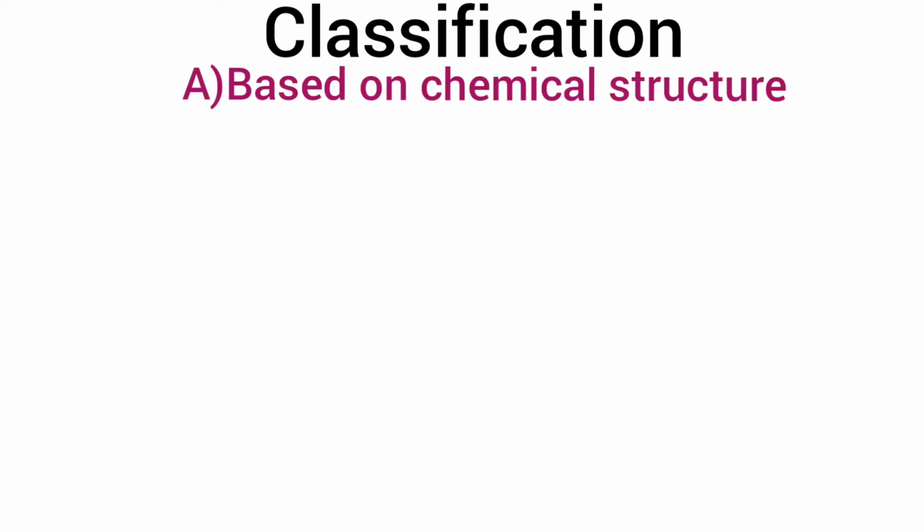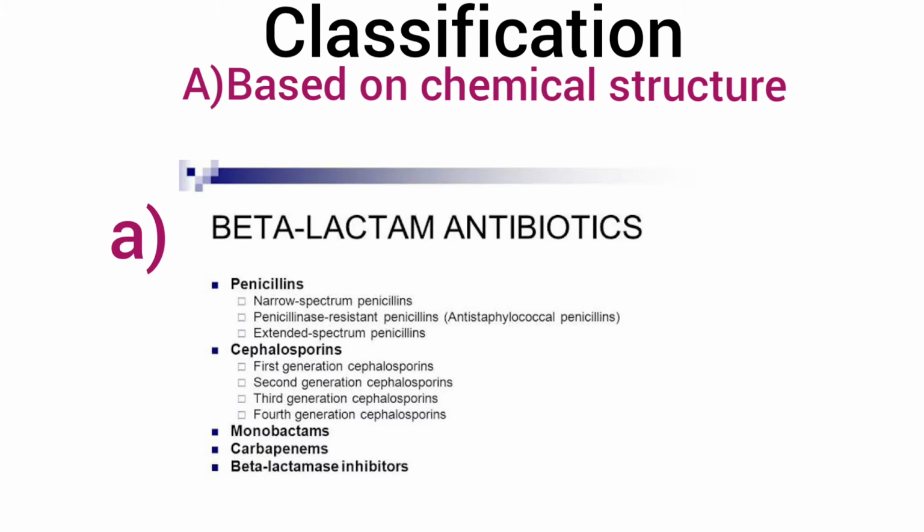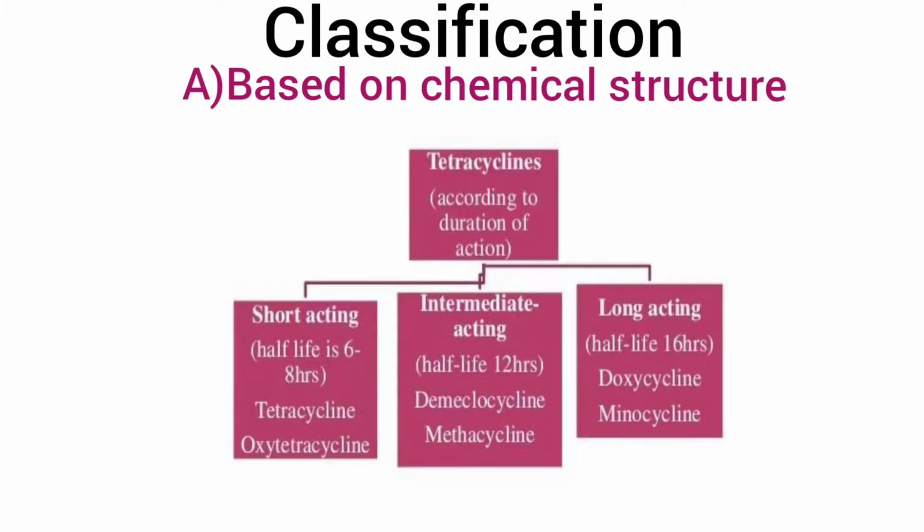First one is based on chemical structure. In that, beta-lactam antibiotics, which include penicillins, cephalosporins, monobactams, carbapenems, beta-lactamase inhibitors. Second one is tetracyclines, which include short-acting tetracycline, oxytetracycline, intermediate-acting demeclocycline, methacycline, long-acting doxycycline, minocycline.